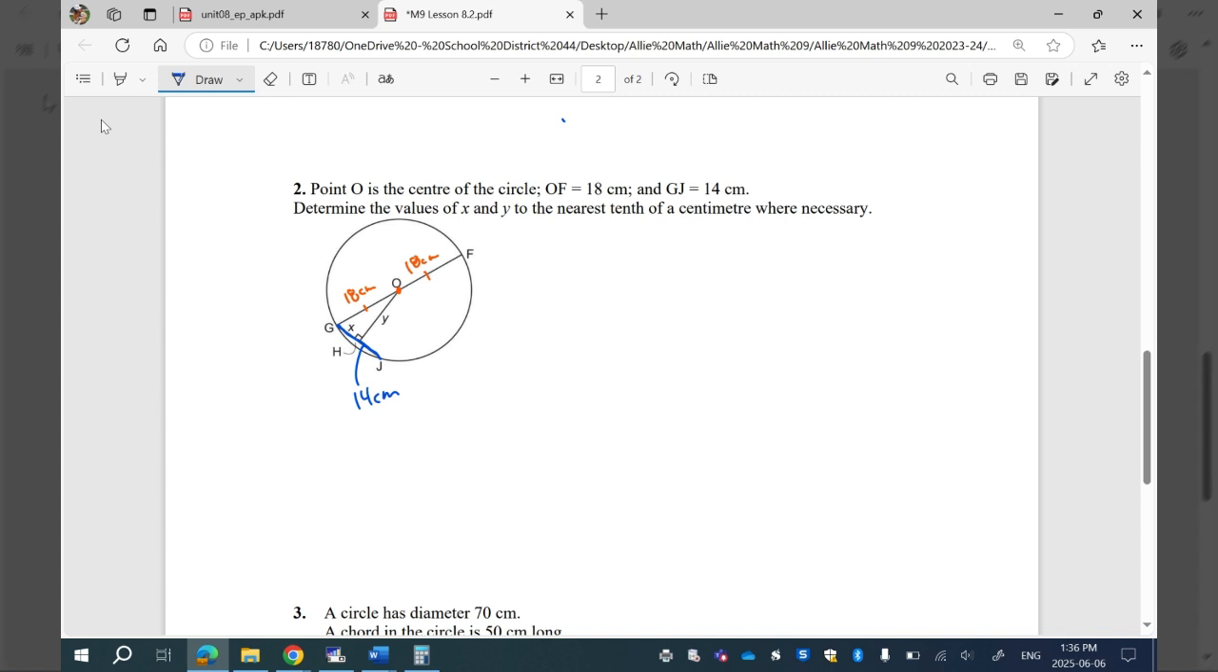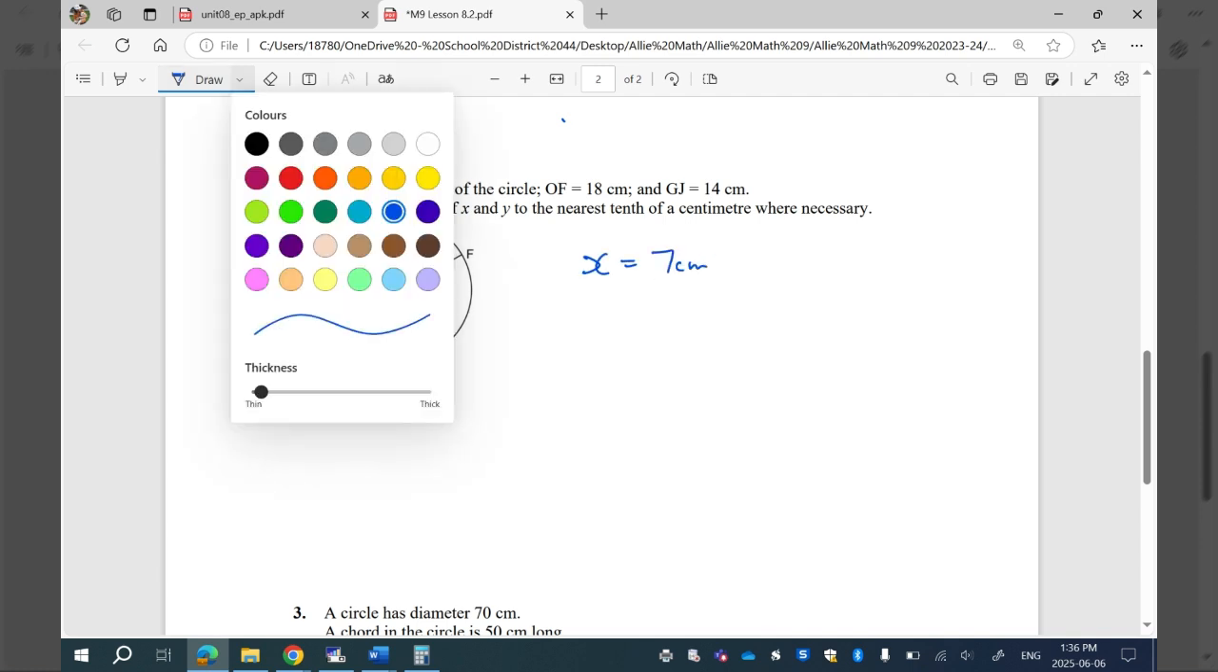So what do we see here? Let's investigate for a second. We see that this line passes through the center and meets at a 90-degree angle. So what we can assume from that is that it bisects this chord, and this side right here is equal to this side right here. So if the whole thing is 14 centimeters, then x equals 7 centimeters.